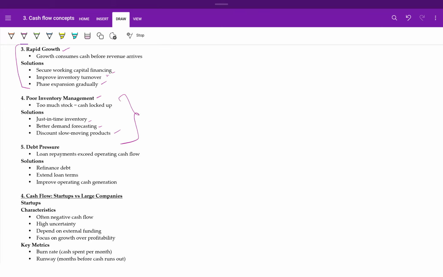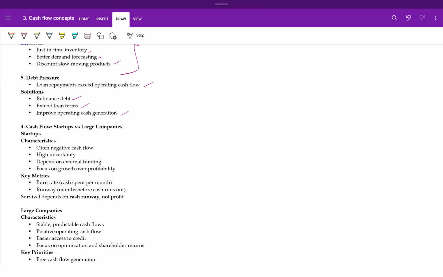Okay, last but not the least, debt pressure also is a problem when it comes to cash flow. So debt pressure occurs when loan repayments exceed operating cash flow. And that's why businesses refinance their debt, extend loan terms, and improve operating cash generation. And managing debt is critical for financial stability also. You cannot always put all your cash into repaying the debt. You need to use your cash flows very intelligently.